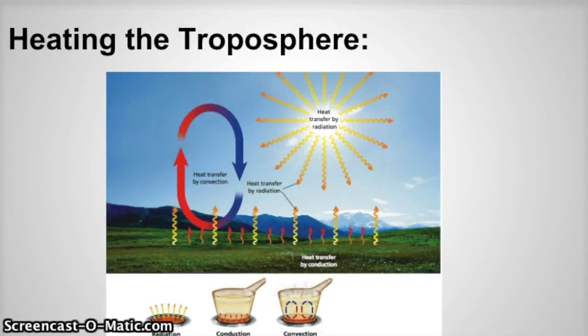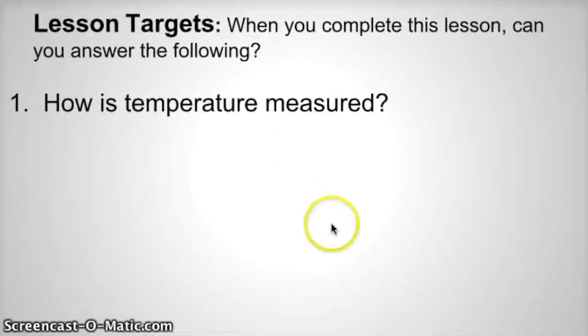When we look at heating in the troposphere, heating happens in 3 ways. We have radiation directly from the sun heating the Earth's surface. You have conduction: as the Earth's surface is heating, the air around it is heated because of the surface, so that's conduction. And then convection is as that air is heated, the warmer air rises, and as it rises, it pushes the cold air down. So how is temperature measured?